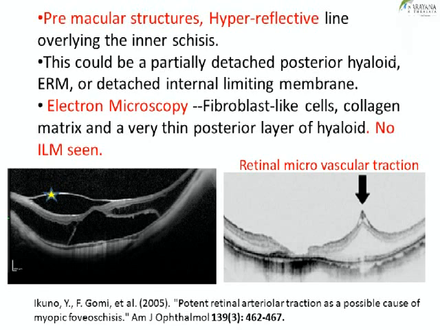And on electron microscopy, it was found to be a thin posterior hyaloid layer, and ILM was not seen. And this is the retinal microvascular traction. So you can see this is a blood vessel, and it is lifting the retina. So all these factors cause myopic foveosis. And here you can see a foveal detachment.